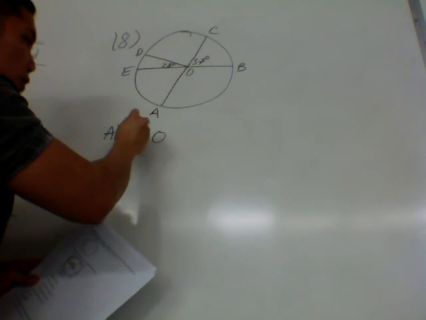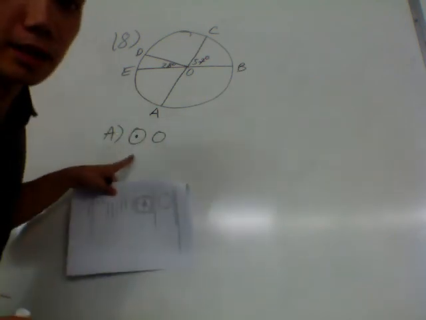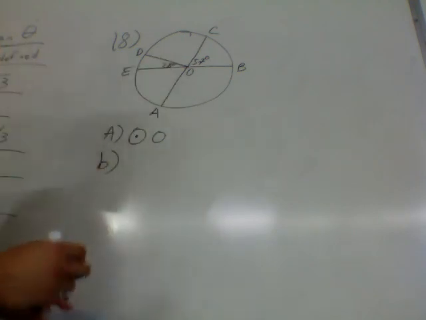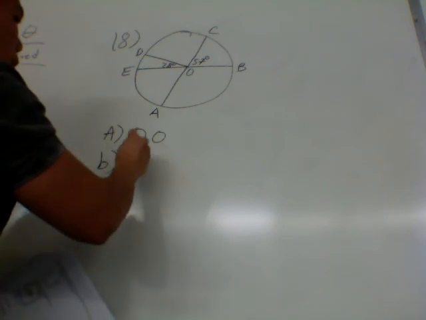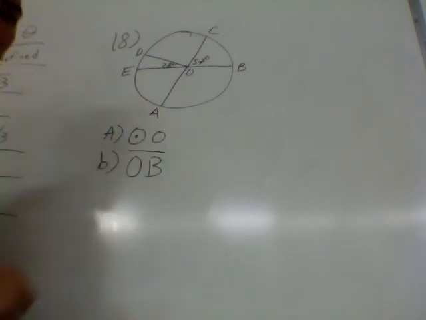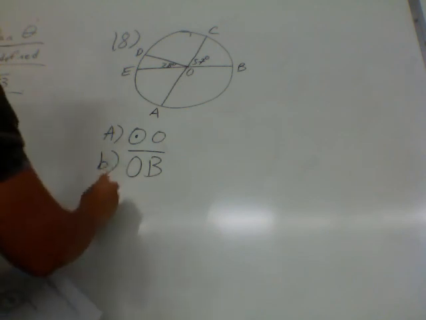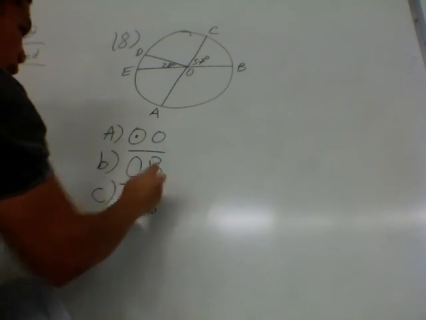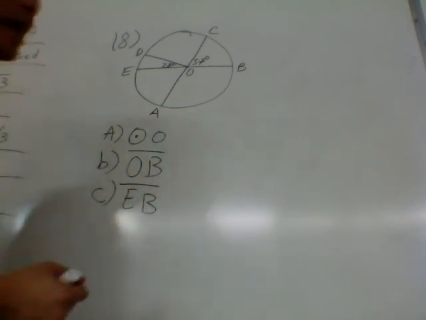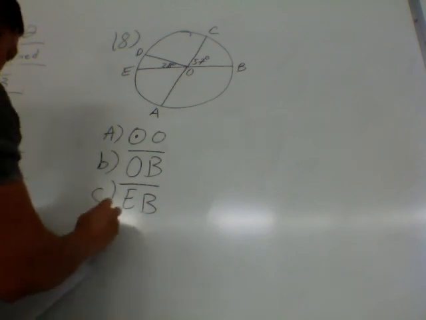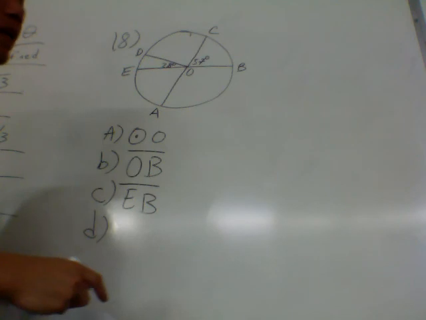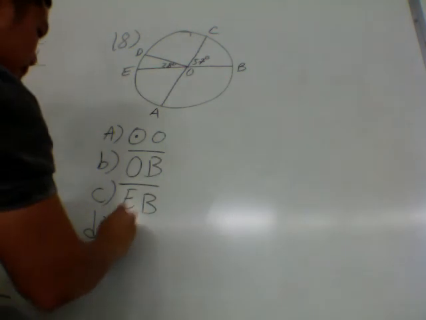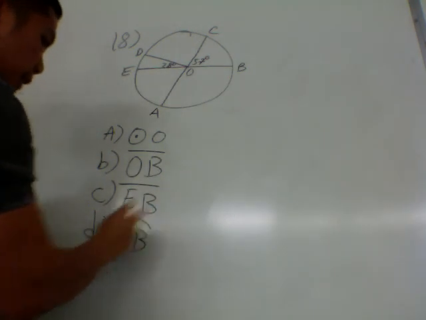So remember, the way you do a circle is the little circle with a dot in it, and then you name the center. So circle O. B, a radius. There are many radii here. I could choose something like OB. Make sure you put the segment line on top. C, a diameter. It has to go all the way across and has to go through the center. So I could do EB. Or there's multiple answers. You could do AC as well. D, minor arc that starts at C. Minor arc has to be less than halfway. So I could say arc CB. And remember, the arc, there should be an arc symbol on top.